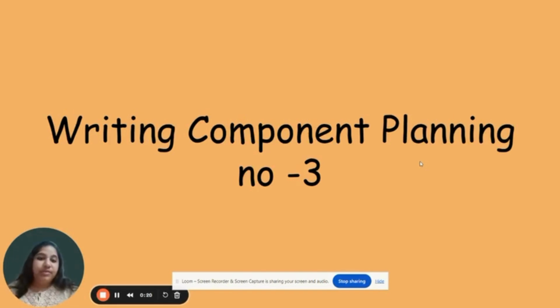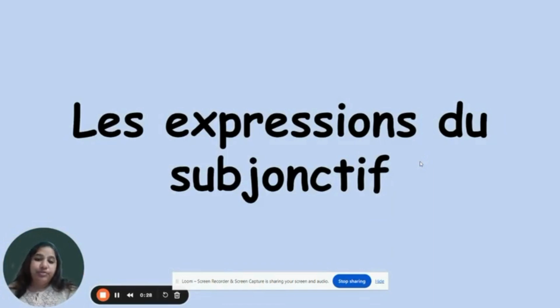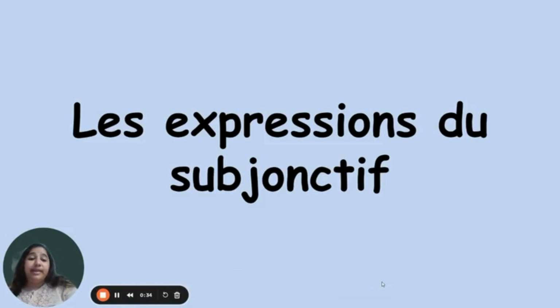And now we are going to see tip number 3, how to plan for your writing task. In this, we are going to see les expressions de subjonctif. You need to use the subjunctive when there are two subjects. There should not be two same subjects. There should be two different subjects. Then only you can use it.